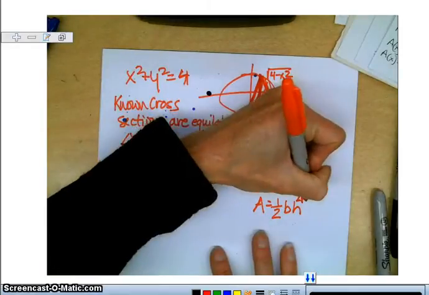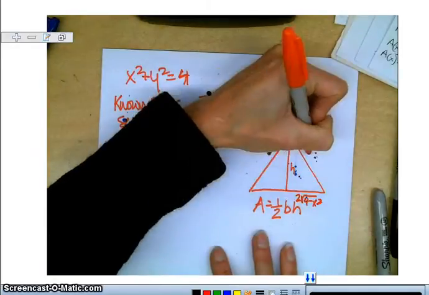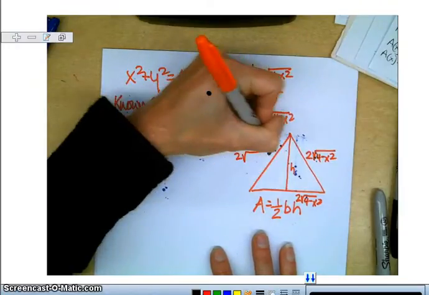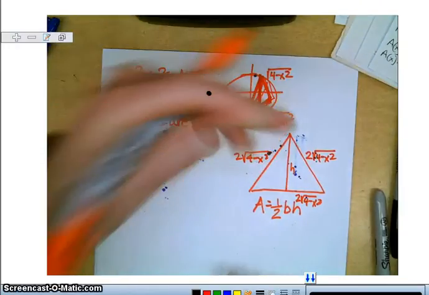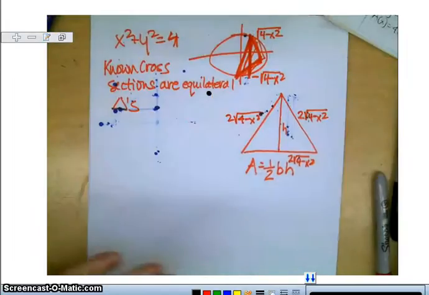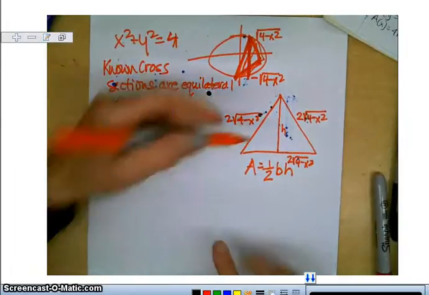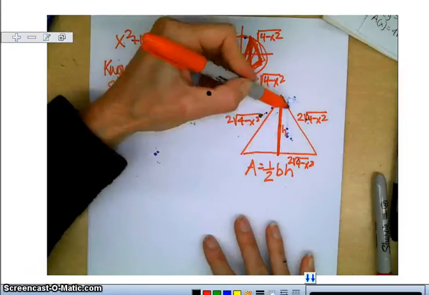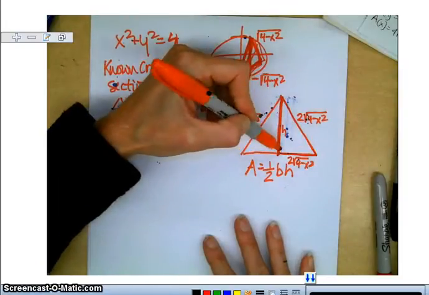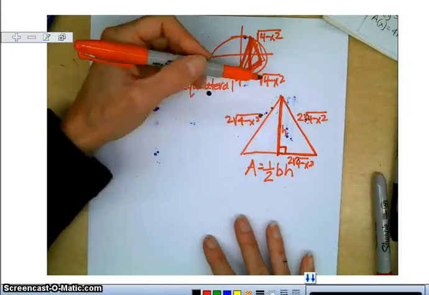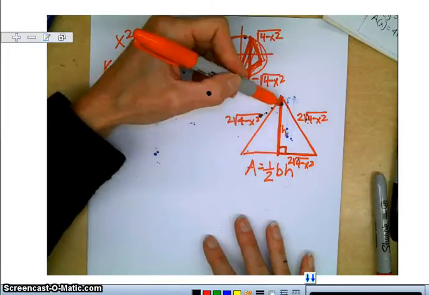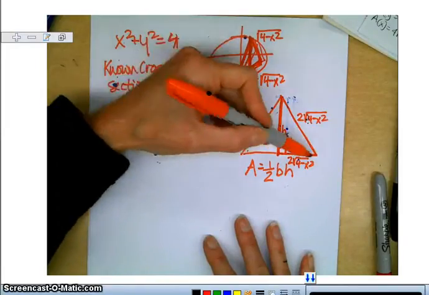2 square root of 4 minus x squared. So all of these are 2 square root of 4 minus x squared, the same as when we had a square. Okay, but what's the height? What kind of triangle is this going to be? A 30, 60, 90 right triangle, right? Because equilateral is 60, 60, 60. So this is a 30, 60, 90.